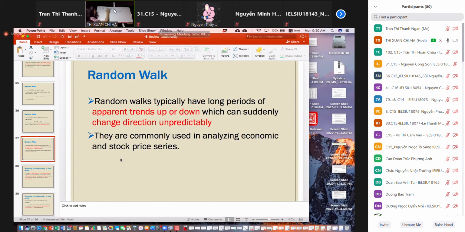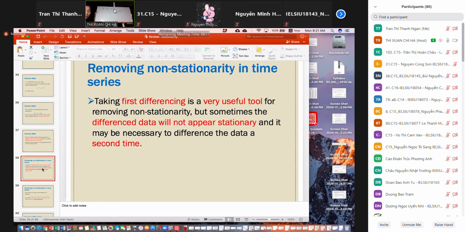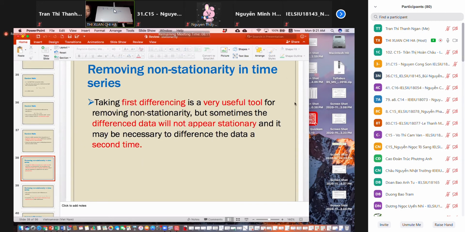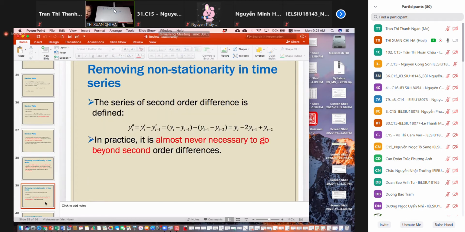So right now I move to the right side. So we can write like that. So the random walk trends up or down suddenly because that is random. That belongs to why now here. Okay. And I just tell you, you should take the first difference to remove it, and the second.